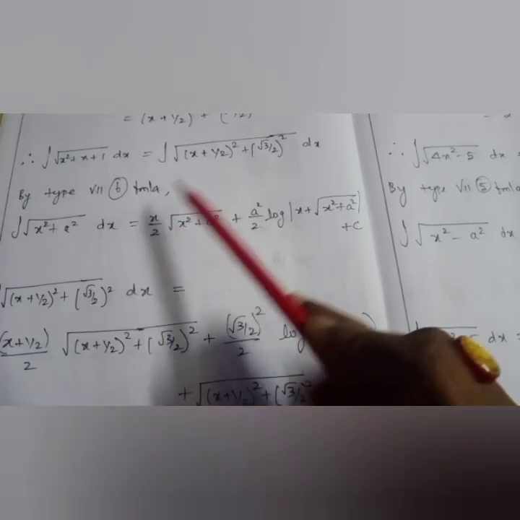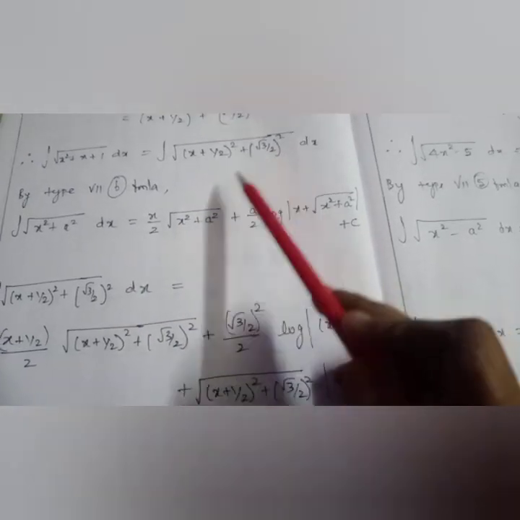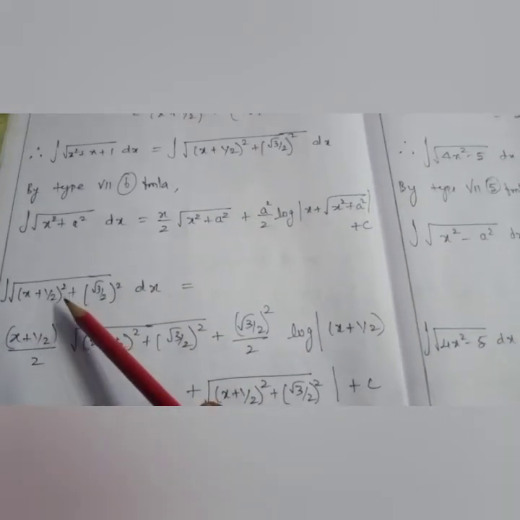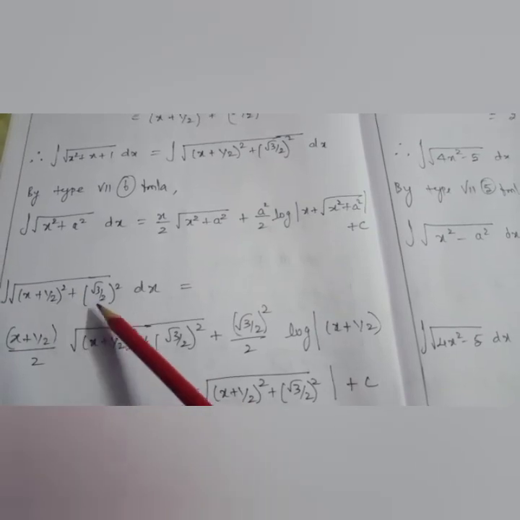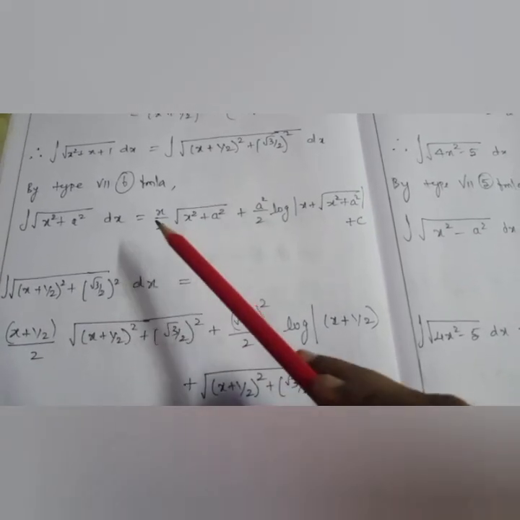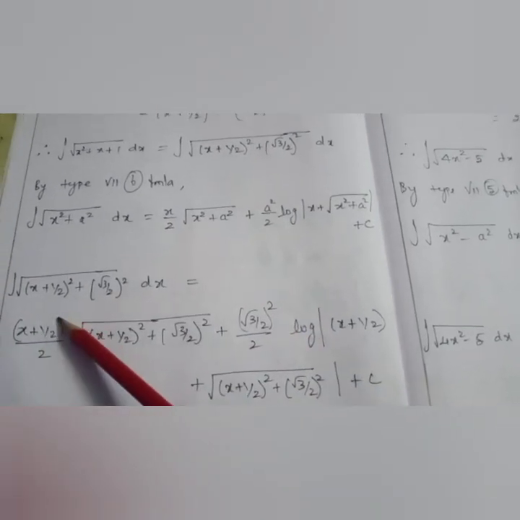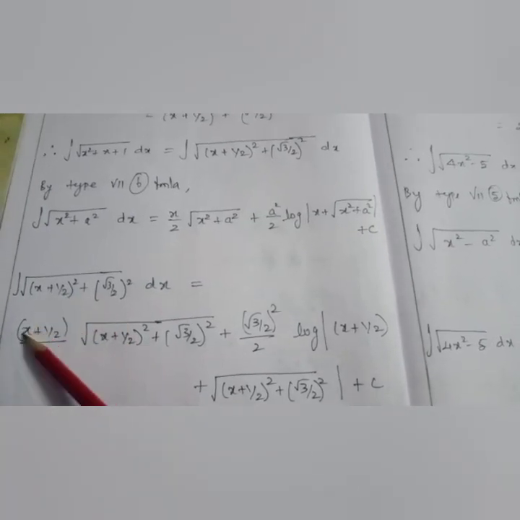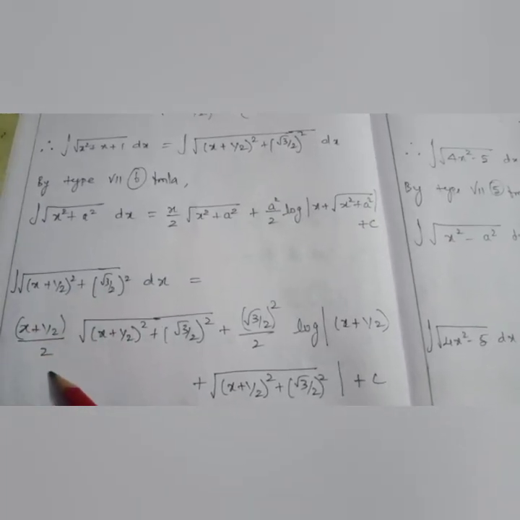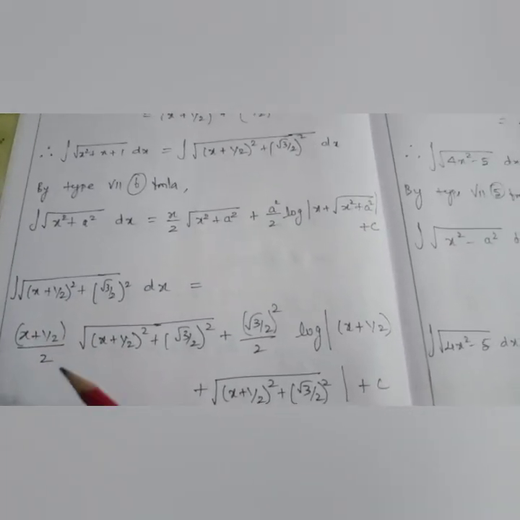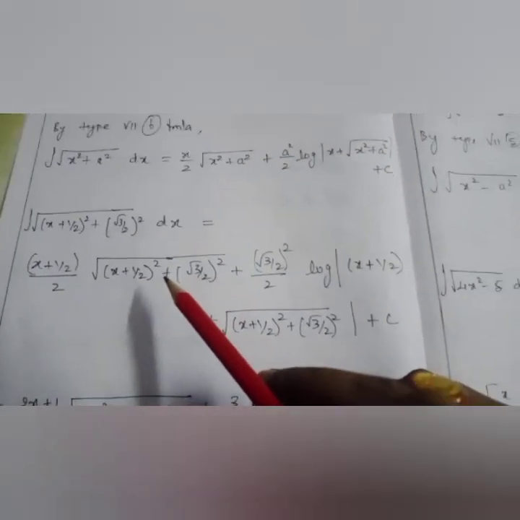This is a square, instead of a, I am having root 3 by 2. So this becomes integral of x plus 1 by 2 the whole square plus root 3 by 2 the whole square dx, is equal to first x by 2. My x is x plus 1 by 2. So x plus 1 by 2 by 2. Let us do it slowly, okay, because we may have some mistakes also.